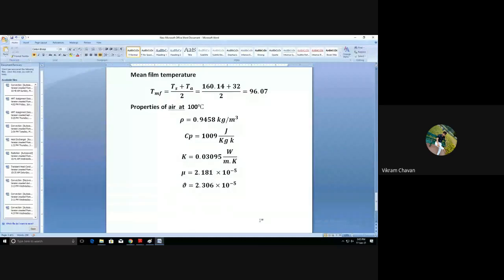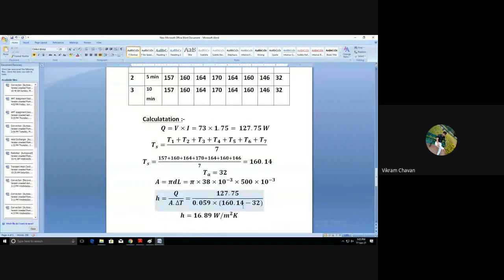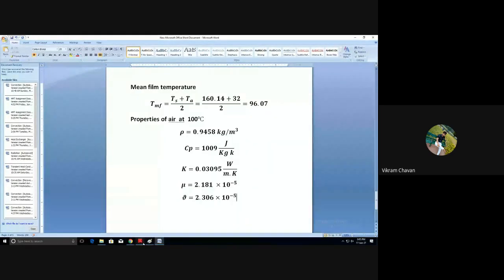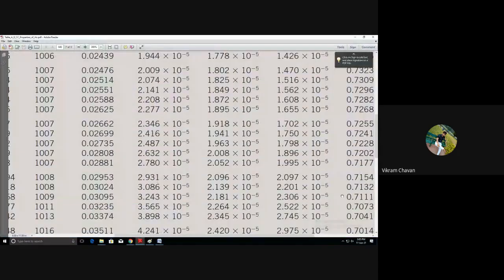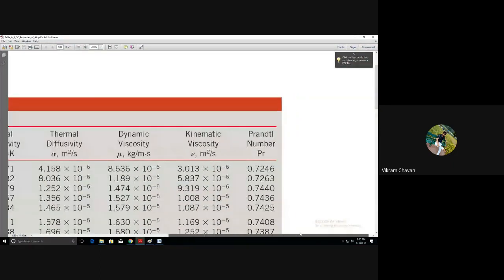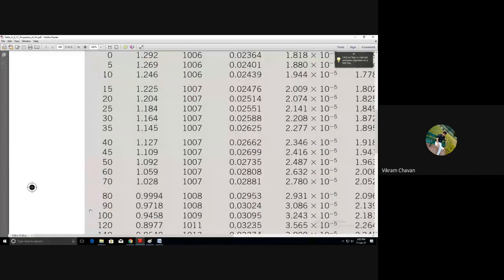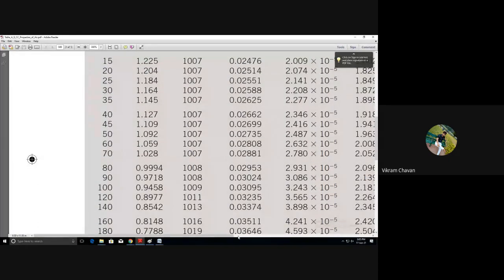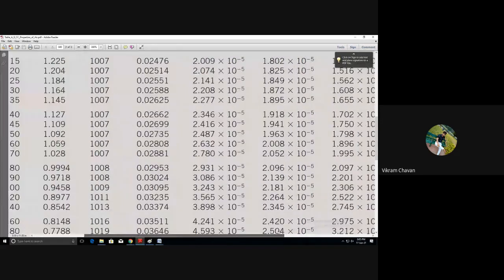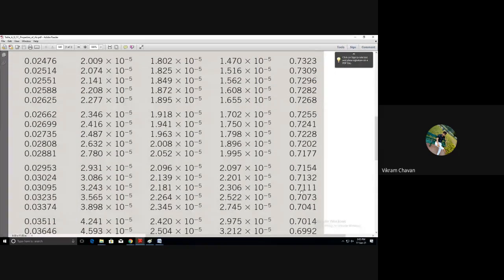Mu value is known. Then what is required? Kinematic viscosity, also mu Cp divided by K, and g beta delta T L cube divided by nu square. Then you can calculate, and you will get the Prandtl number also at the end. So the last value is the Prandtl number. For 100 degrees Celsius, the Prandtl number is 0.7111.